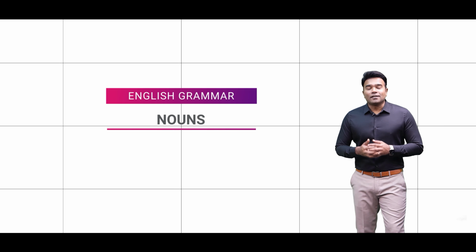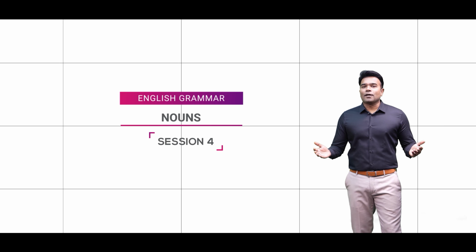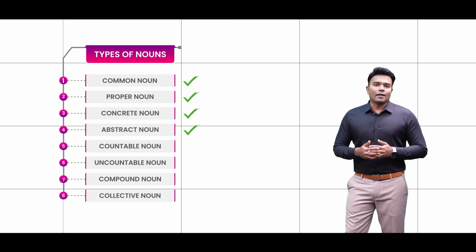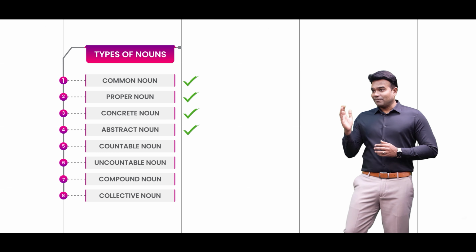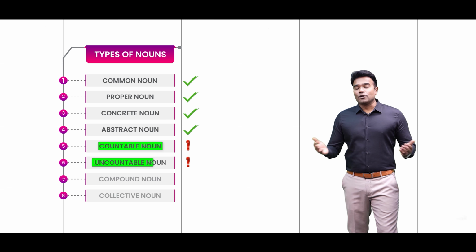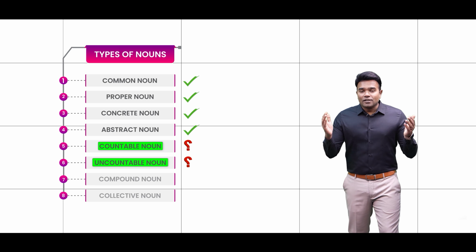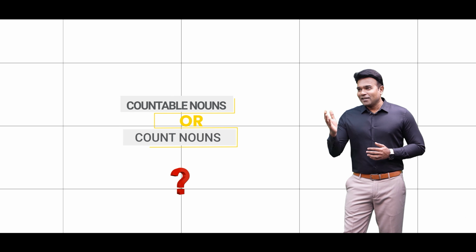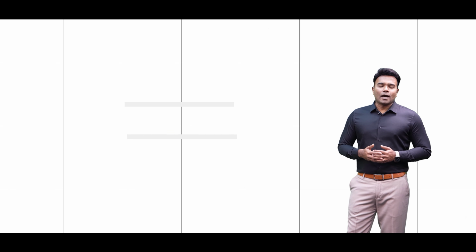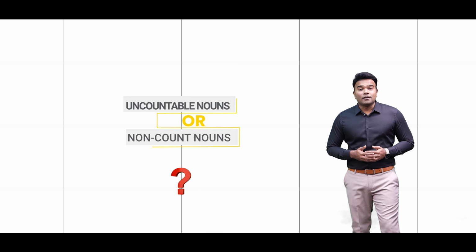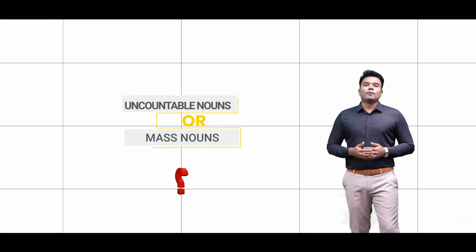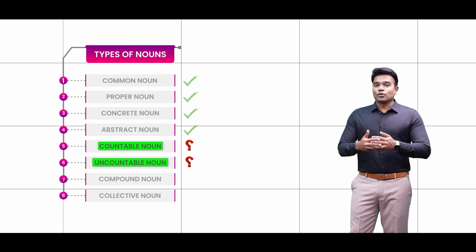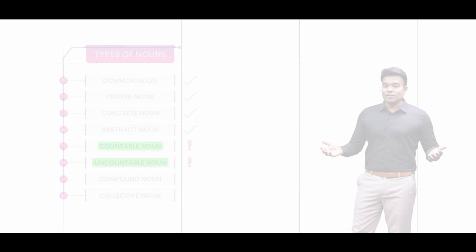Hello and welcome to this session, and in this session we shall continue our understanding of the different types of nouns. Particularly in this session my focus shall be on the countable and the non-countable nouns. We will have to understand why the countable nouns are called count nouns and why the uncountable nouns are also called non-countable nouns or mass nouns. Basically, in this session you shall get a complete clarity about these two types of nouns. So let me proceed.